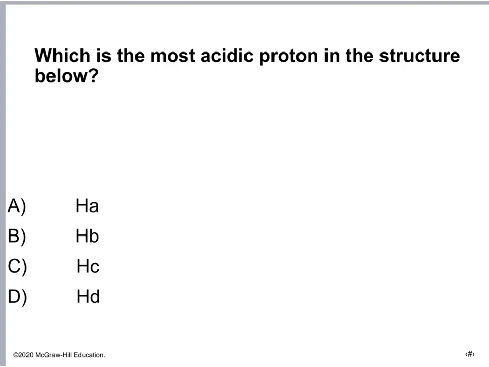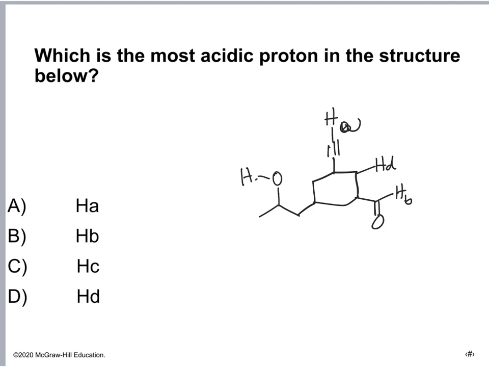Welcome to Chapter 3. We'll be talking about functional groups and intermolecular forces. This slide is a review, and I noticed that the structure did not copy over, which is no problem. I will draw this structure in, and you can add this structure to your notes. HA, that's an A. Okay. HC. So, which is the most acidic proton in the structure below?